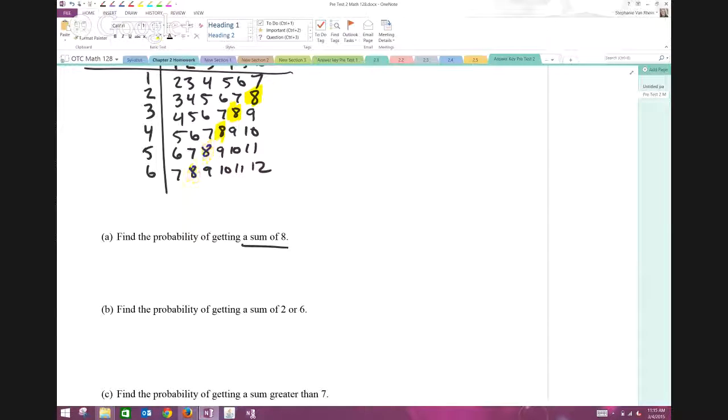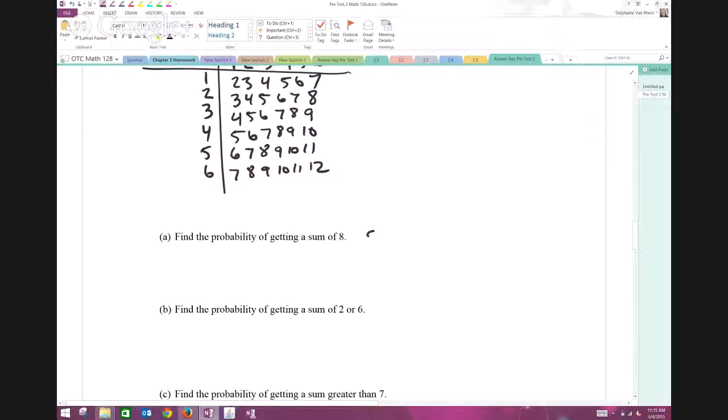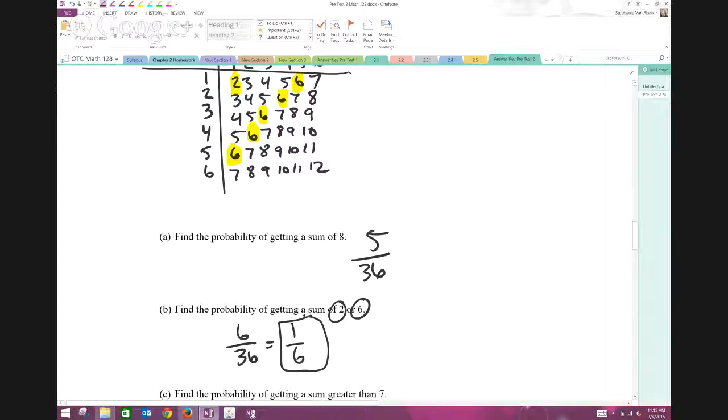The probability of getting a sum of 2 or 6. So, getting a sum of 2 or 6, there's 1, 2, and there's 1, 2, 3, 4, 5 6s. So that would be 6 out of 36. And that would be reduced to 1/6. Highlight those. There are 6 out of 36 2s or 6s.